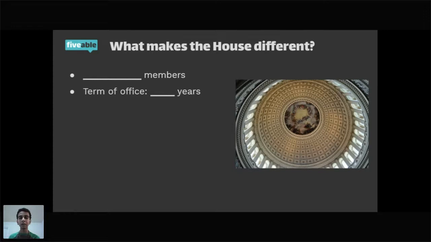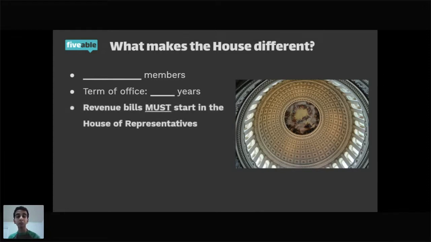And do you remember how many years the term of office is for the House? It's all on you, Sandra. Right, 2. So the House has a relatively shorter term length, so it's only 2 years.